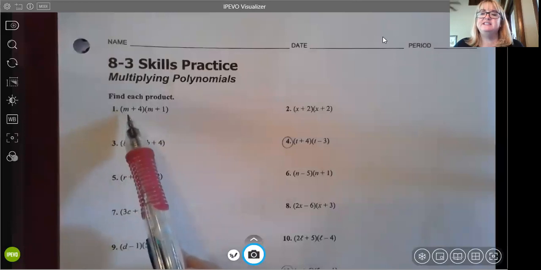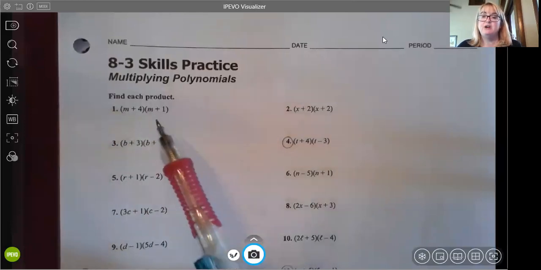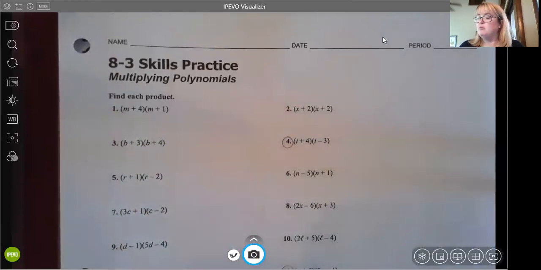This first set of parentheses, inside we have a binomial. This is a binomial, so it is a binomial times a binomial. And all of them from 1 through 18 are binomials multiplying binomials. And the reason I mentioned that is because we talked briefly about FOIL. And remember, FOIL is an acronym that helps us remember to multiply everything together that needs to be multiplied. First, outer, inner, last. And so you can use FOIL to help you remember to multiply them all.